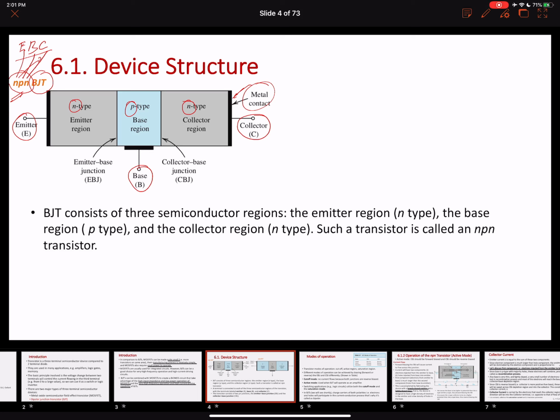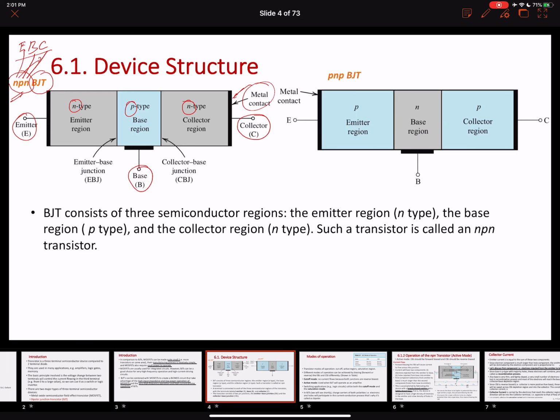Right, so we have three regions: emitter N-type, base P-type, and collector N-type for this NPN transistor. Similarly, you can also see a PNP BJT. Now P is emitter, N is base, and P is collector, again EBC. So you have a P-type emitter, N-type base, and P-type collector. This is how the three semiconductor regions are arranged for a bipolar junction transistor.